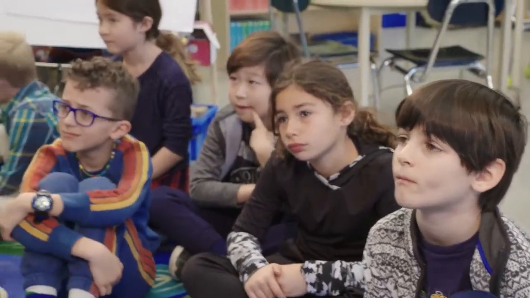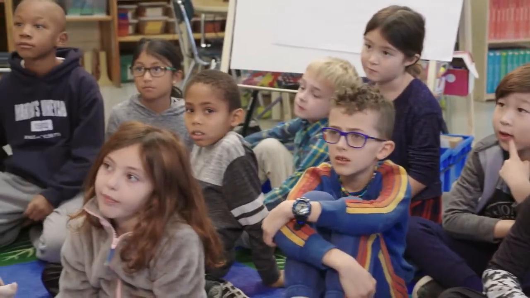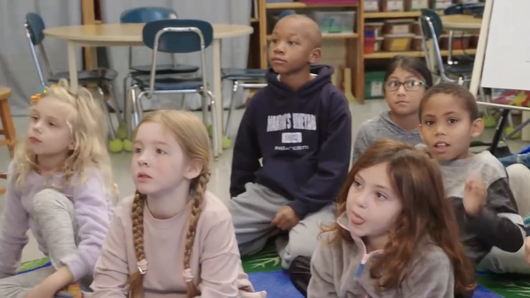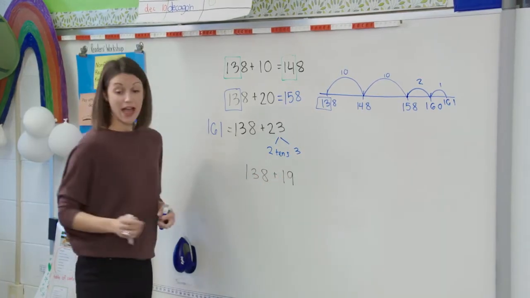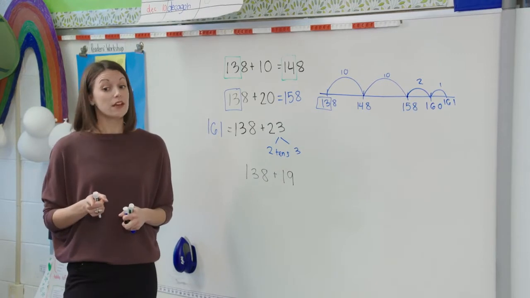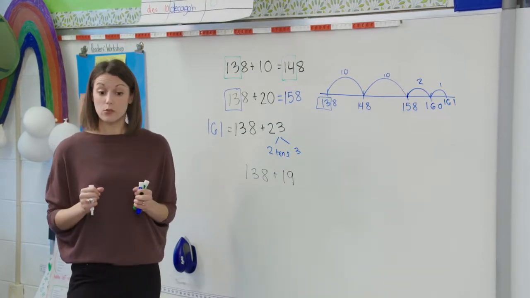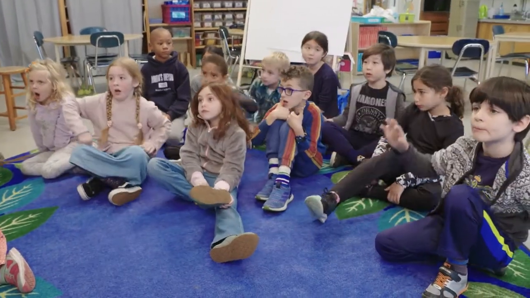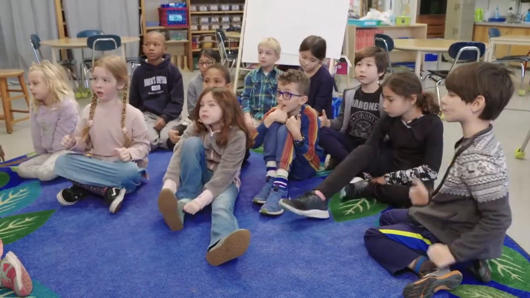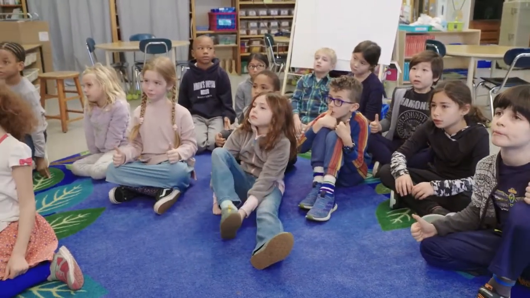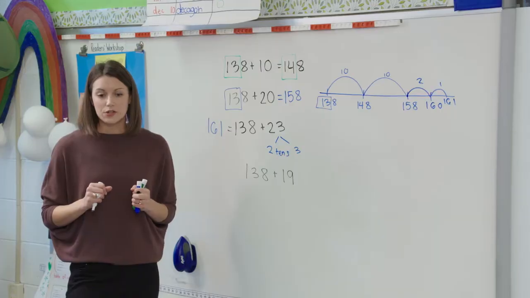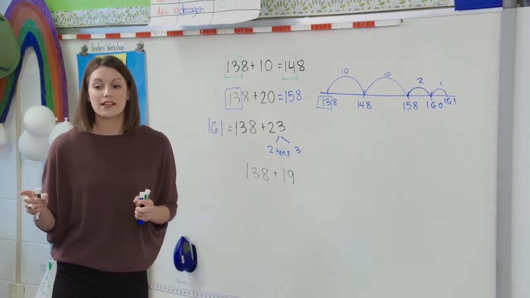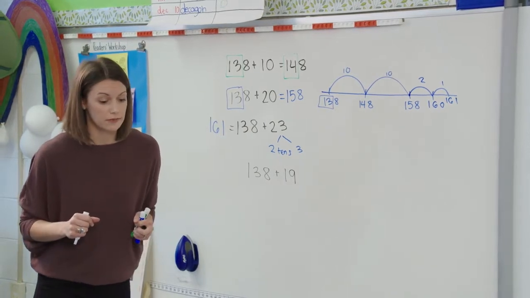Okay, now things are going to get a little trickier. Let's try 138 plus 19, and I want you to think about what might be the easiest way to go about solving this. Now you're going to turn and talk and see if your partner has a different strategy than you.